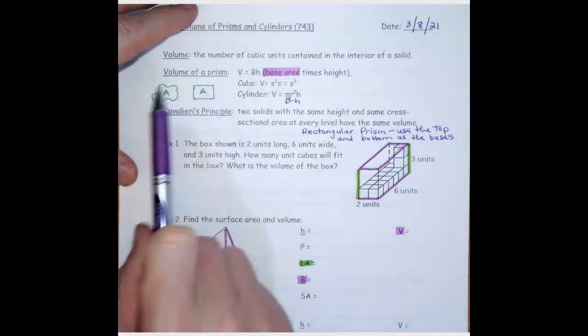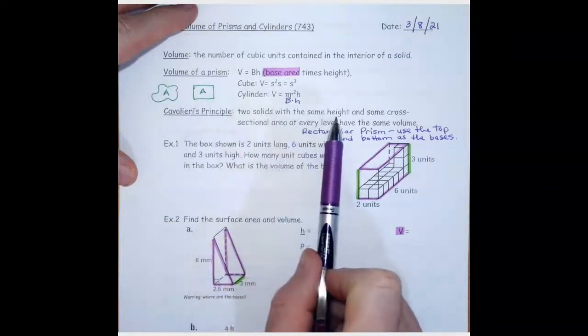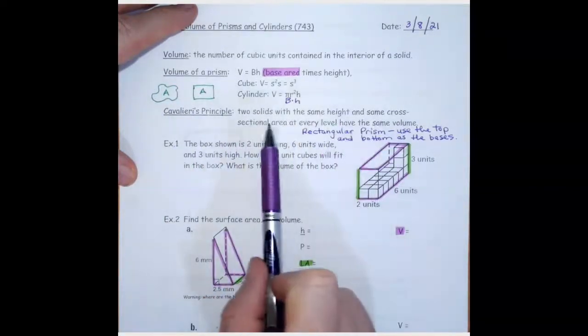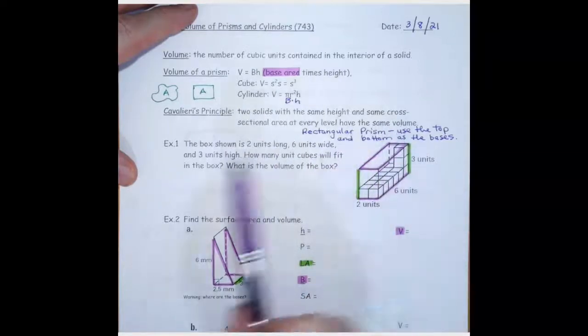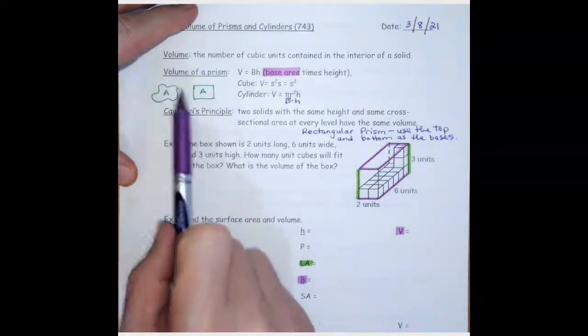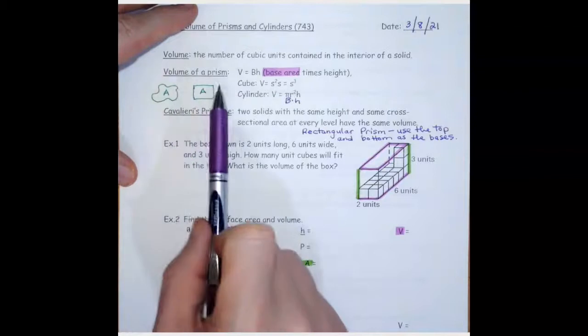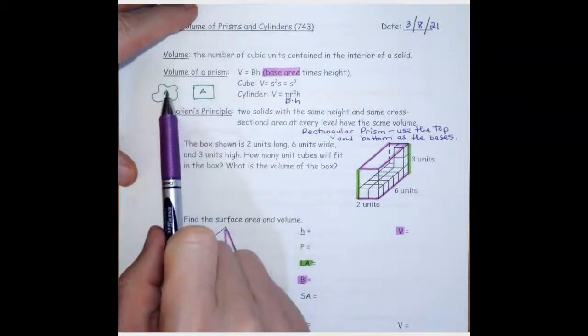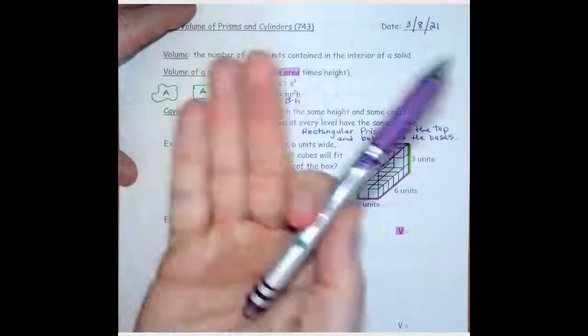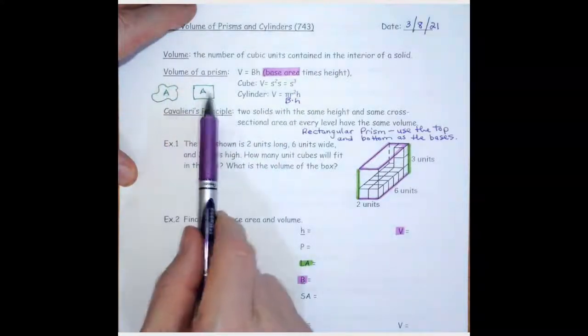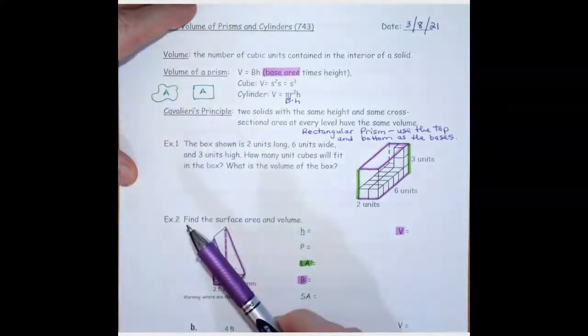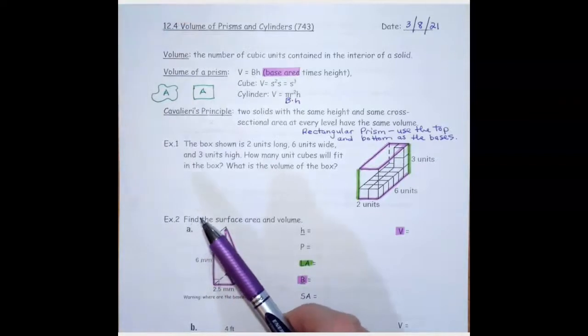Cavalieri's principle says that two solids with the same height and the same cross-sectional area at every level have the same volume. So you may have some weird looking shape and you may have a rectangular prism, but if each level that we check has the same area, then they're going to have the same volume at the end. Okay?